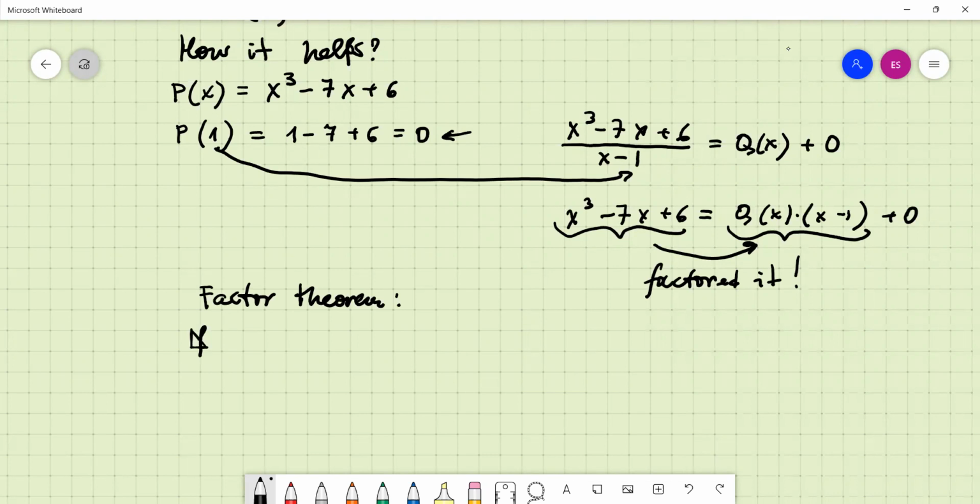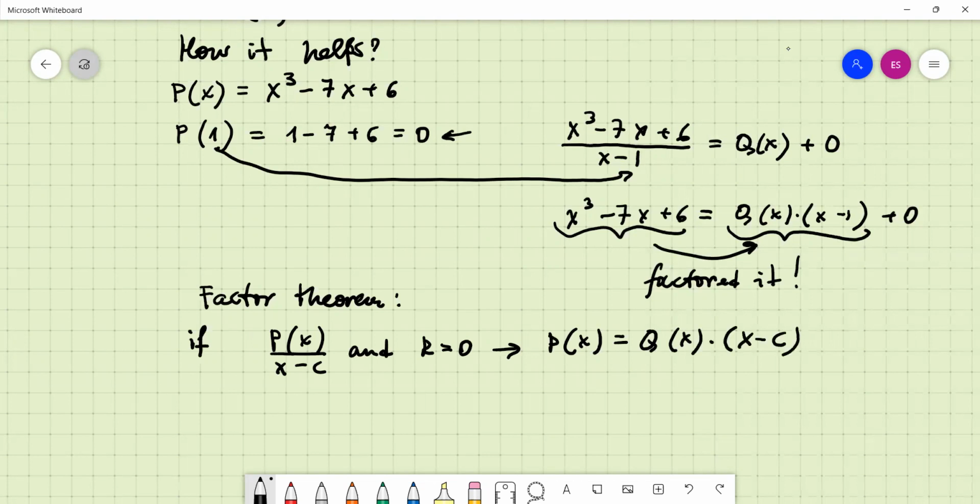If you divide P of x by x minus c and the remainder equals 0, then P of x can be represented as some Q of x multiplied by x minus c. Normally we write down plus remainder, but because it's 0, you don't write anything. It allows us to factor x minus c out of the polynomial.